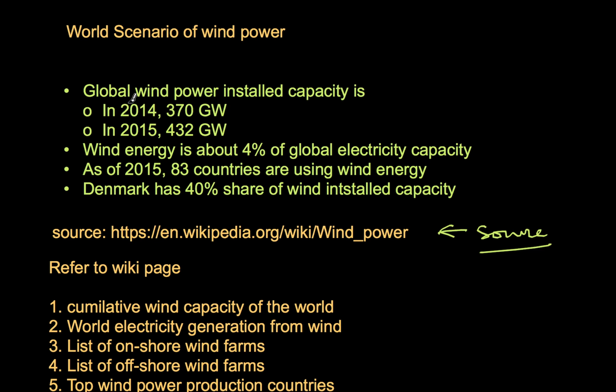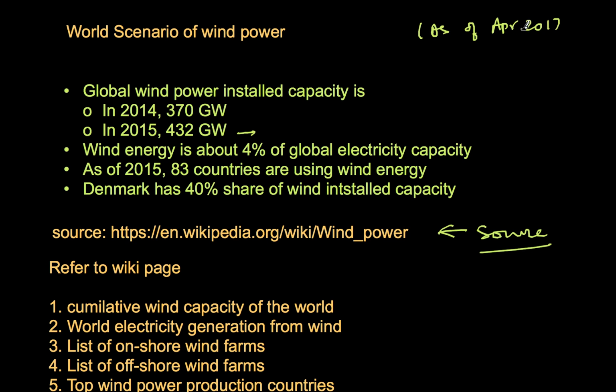It's interesting. Global wind installed power capacity is fast growing. We have data from before 2014 also, all the way from 2000, maybe the 1990s. In 2014, the world wind installed capacity is 370 gigawatts. In 2015, it is 432 gigawatts, and later numbers should also be available if you search properly. Due to lack of time, I could not search for the latest one. By the way, this is as of April 2017.